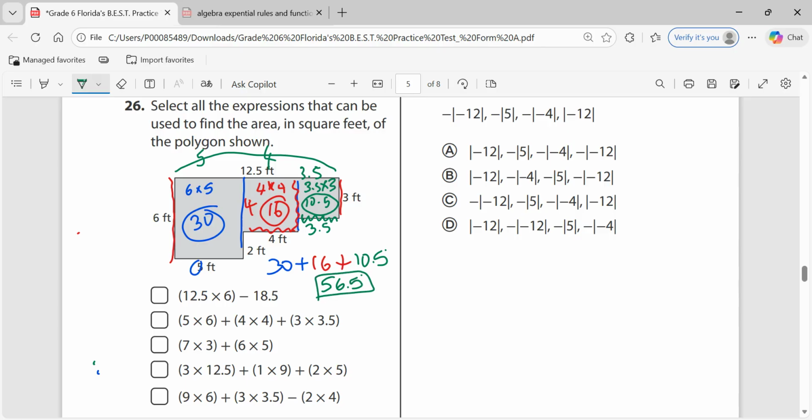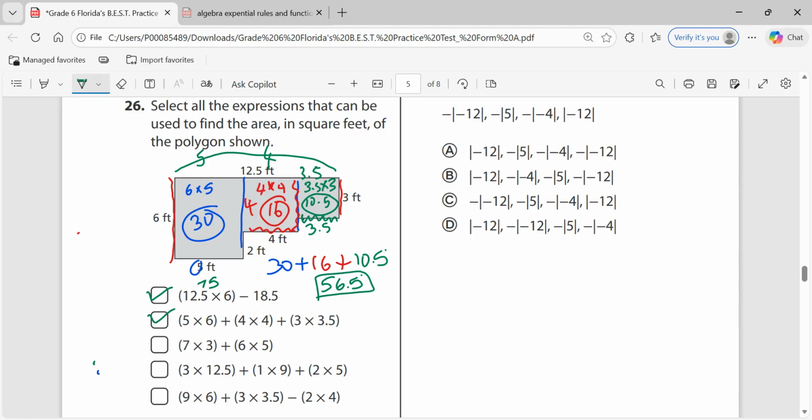When I look down here, I want to check the first one. 12.5 times 6 is 90. No, sorry, 75. 75 minus 18.5 is 56.5. So yes, that one will work. I can see up here that I used the 5 times 6 and the 4 times 4 and the 3 times 3.5. So I'm pretty much good there.